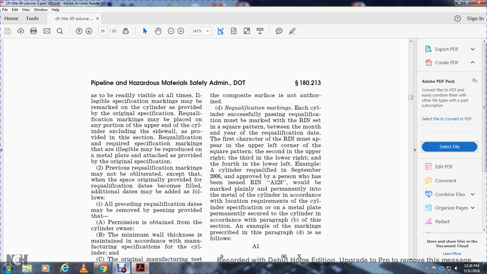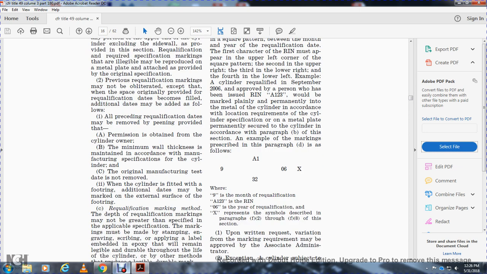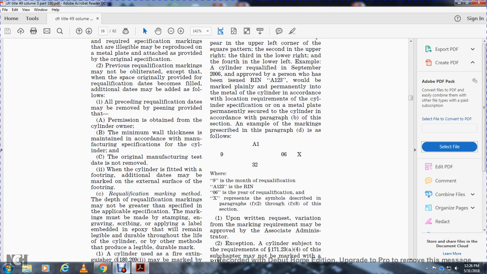Previous requalification marks may not be obliterated, except that when the space originally provided for requalification is filled, additional dates may be added, and all preceding requalification dates may be removed by painting, provided permission is obtained from the cylinder owner and the minimum wall thickness is maintained in accordance with the manufacturer's specification for the cylinder. If the original manufacturer's date is removed, or the cylinder has been fitted with a foot ring, the date may be marked on the external surface of the foot ring.